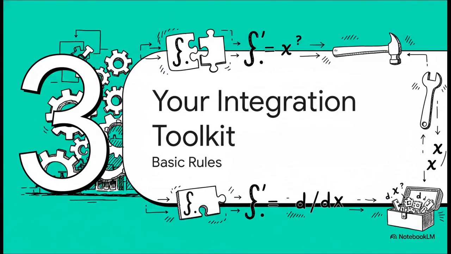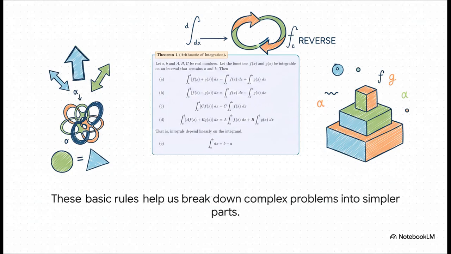Okay, so we've got the big concept down. We understand the antiderivative and the constant of integration. But how do we actually find them without just guessing all the time? Well, that's where our integration toolkit comes in. Let's look at the basic rules. These rules are going to be your best friends. And you know what? They're basically just the rules for derivatives, but in reverse. Super useful. They let us take a big, messy function and break it down into smaller, bite-sized pieces that are way, way easier to integrate.